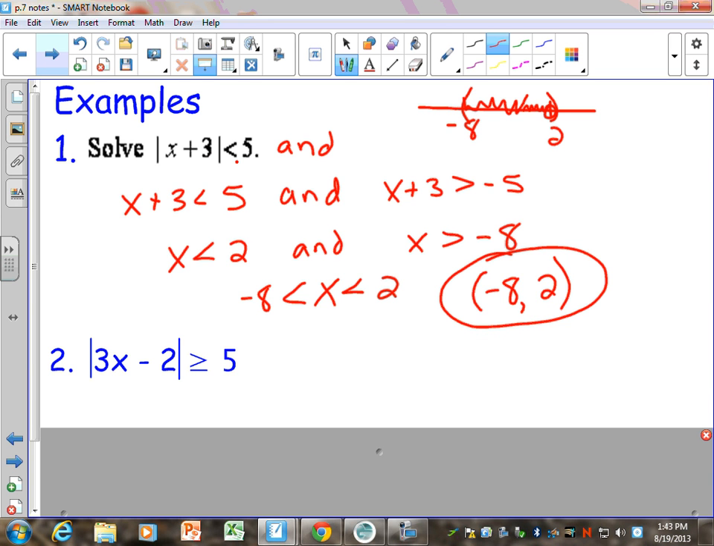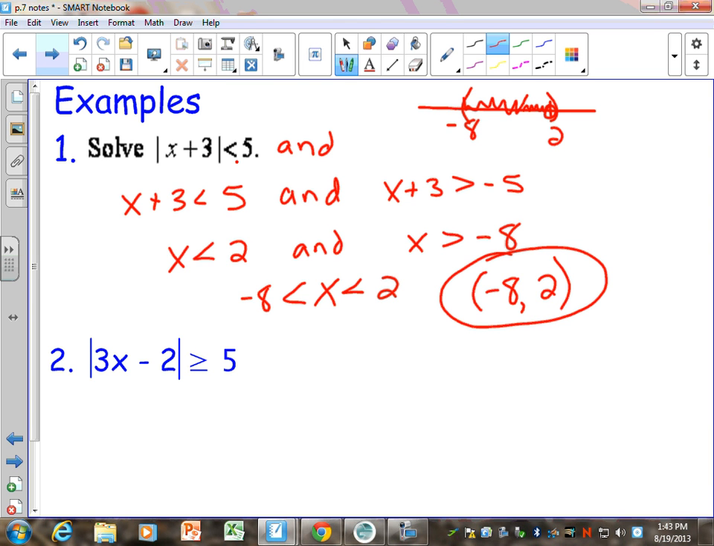Try this one. Figure out whether it's an and or or, set up your 2 equations, see if you can solve it. And then we'll talk about the interval notation.